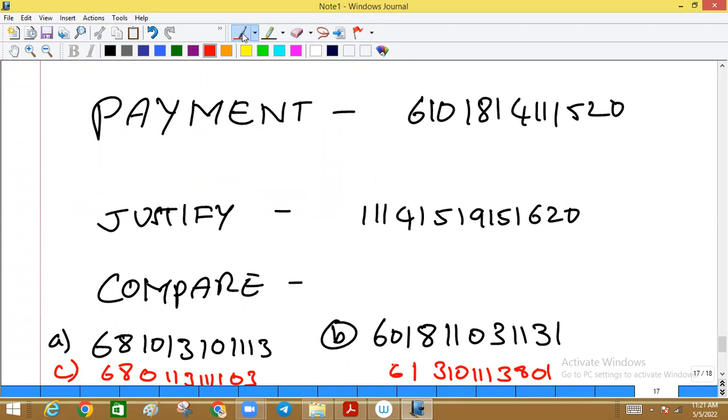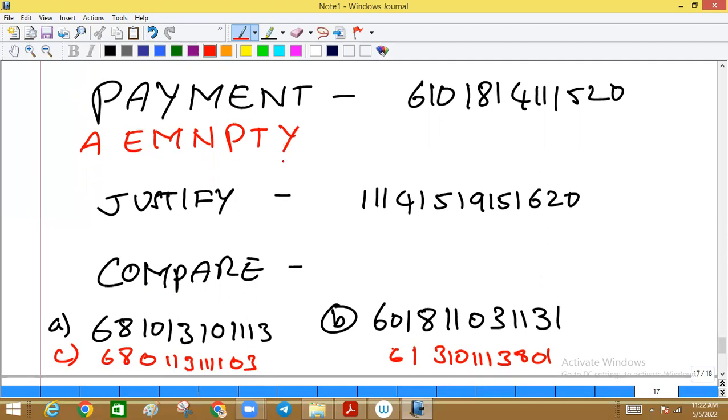First, you try to arrange these letters in increasing order. What is the first one here? A. What is the next one? A. E. After E, M. N. Then P, T, Y.